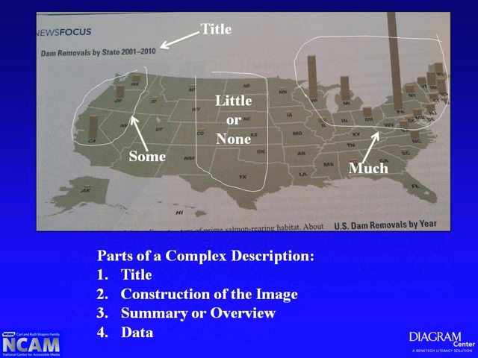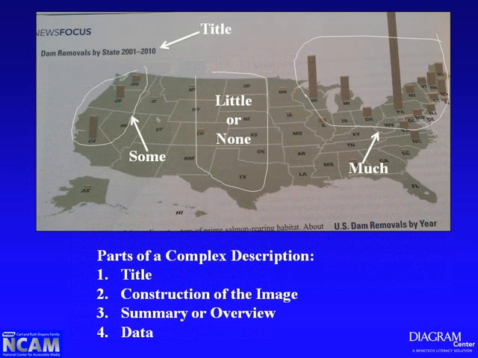What's the title? Dam removal by state, 2001 to 2010. The construction of the image is that it's a map that shows bars that relate the number of dam removals in that time period. Summary or overview. This is not a detailed map, so don't bang your head against the screen trying to give specific detailed information, because it's just not there.